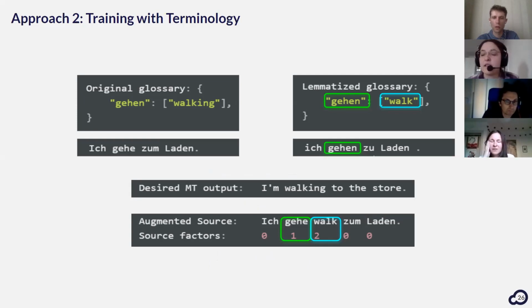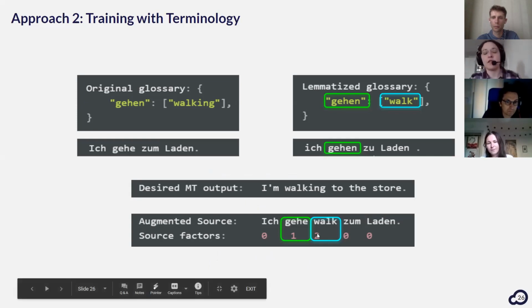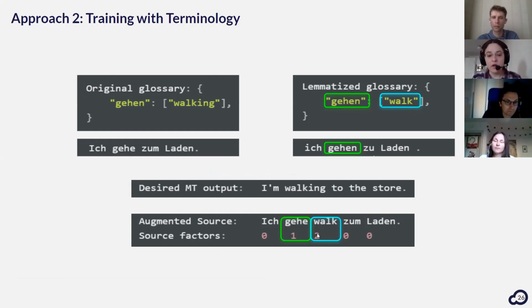Does it also prevent mixing the two languages up? Probably the source factors. So basically, the source sentence that it's trained on is this one, ich gehe walk zum Laden. But the target sentence that it sees is I'm walking to the store. So in the target sentence, it doesn't have any extra source artifacts. It's still being trained to output the correct translation. Does that answer the question?